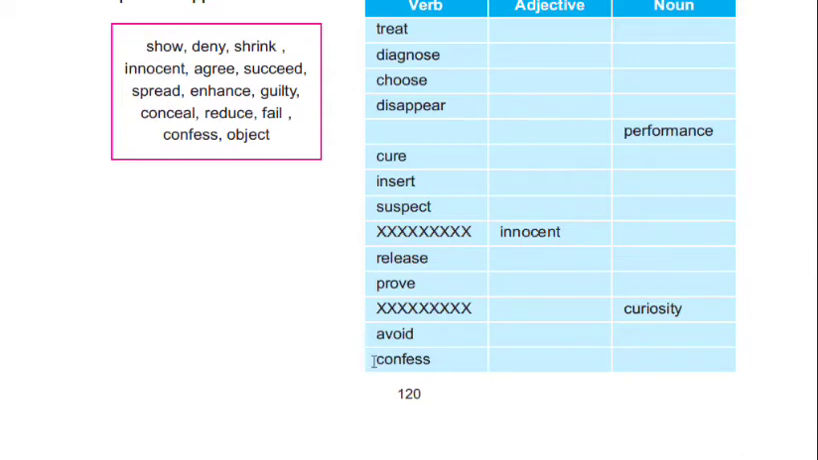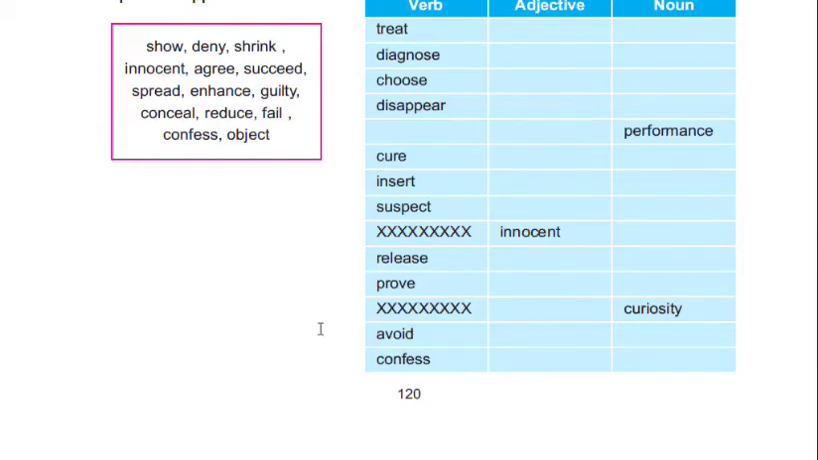Confess is to say, yes, it was me. Yes, I did it. That's to confess, as opposed to deny. The adjective is confessed, and the noun is confession.